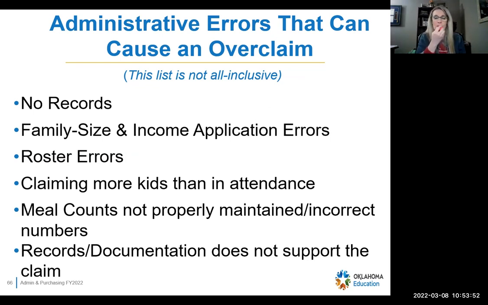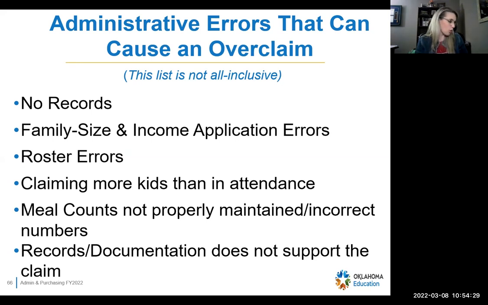Now, this is a question that we get quite a bit. When we come out to do a review, what is it that may cause an overclaim? Like, what would cause us to take funds back? Well, if we come out and there are no records, or if there are any family size and income application errors. A lot of times when you have application errors, like you said this child was free but they're really reduced, then you're going to have roster errors because you put them on the wrong roster. But I will tell you, we do allow for some errors. We understand there are going to be human errors. So there may be situations where there are errors, but we're not going to take back money.